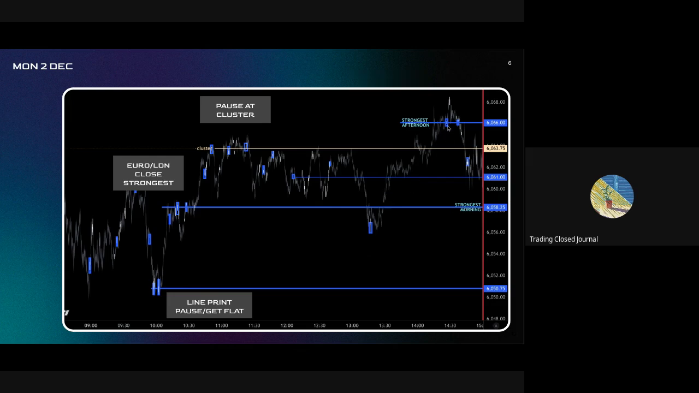We did get a strongest of the afternoon up here. And this is a good example of when I said it doesn't hit 100% of the time, it did kind of miss on this day. Not by a massive amount, but it certainly didn't hit. It tried to come back to it, but it missed it by 3-4 points. So we call that a miss in our language.